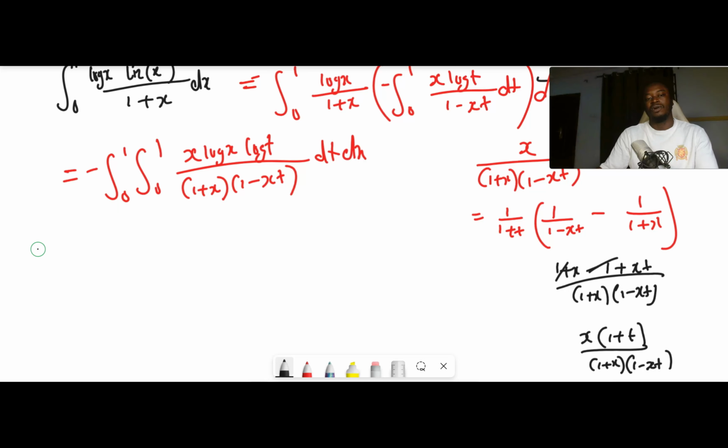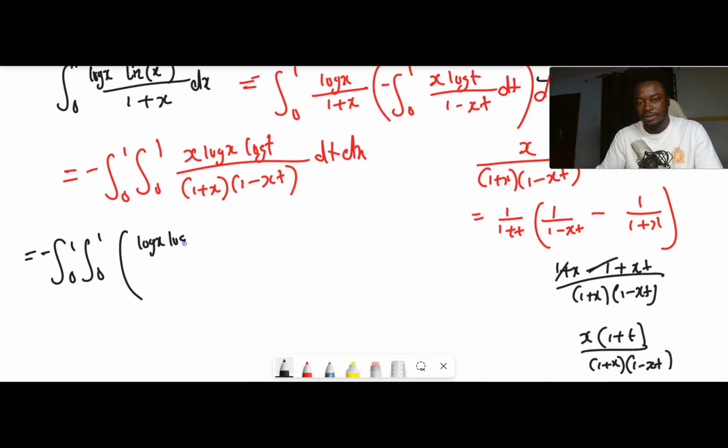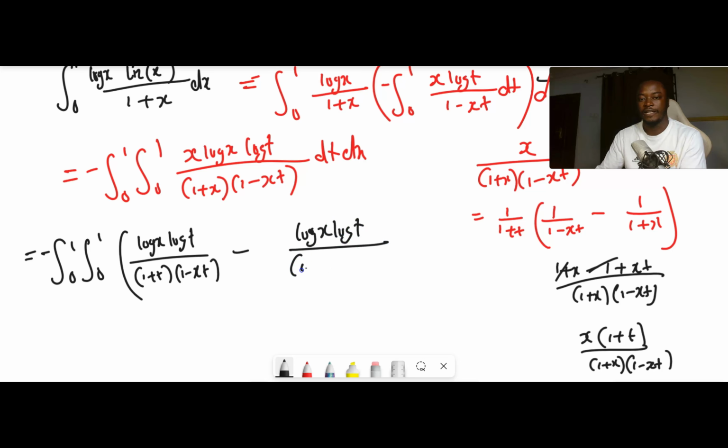So basically we would just write this as negative times the integral from 0 to 1, then the integral from 0 to 1, now instead of everything here, you have log x log t all divided by 1 plus t and then 1 minus xt, minus log x log t all divided by 1 plus x and 1 plus t, dx dt.